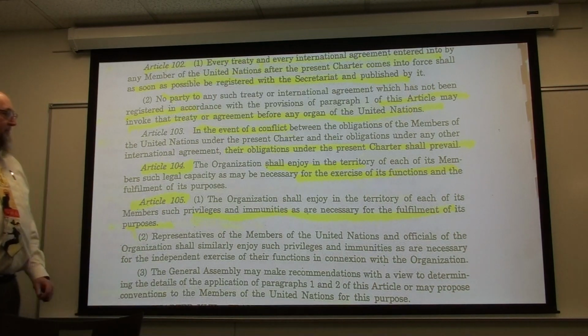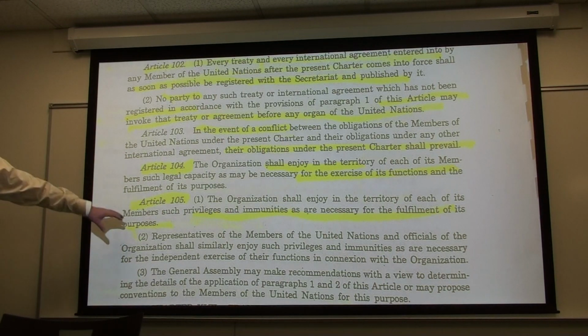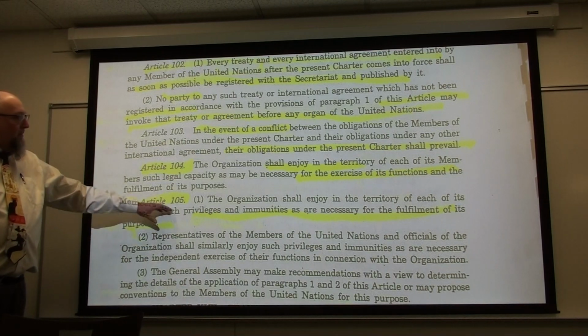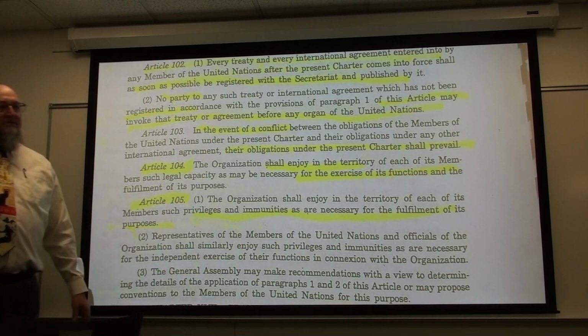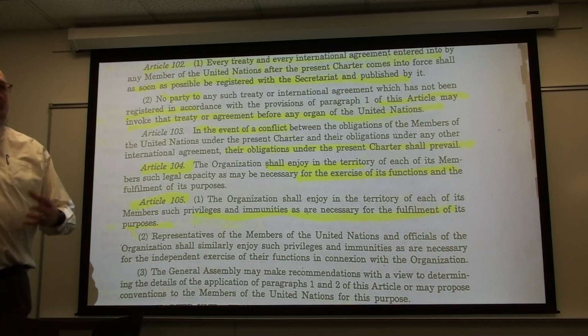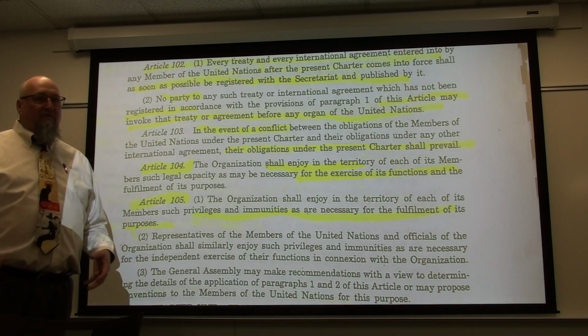Article 105. Well, it's the same, these two kind of go together. The organization shall enjoy in the territory of each of its members privileges and immunities, which is essentially rights, to carry out the activity of the UN.